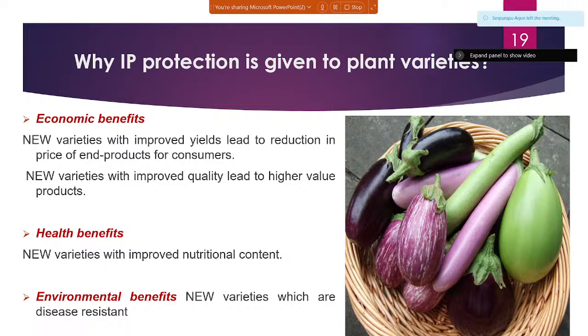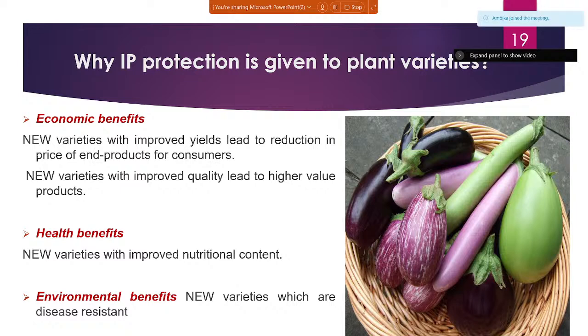There are some economic benefits, health benefits, and environmental benefits. Economic benefit is new varieties with improved yields lead to reduction in price of end products. If it is improved yield, the price will be reduced, right? New varieties with improved quality lead to higher value products. Health benefit is improved nutritional content. Environmental benefit is new varieties which can be disease resistant.